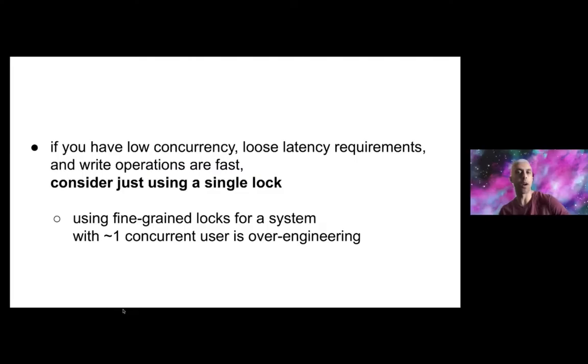And so there's a bunch of options here. And in terms of weighing the options, I think that if you aren't going to have a lot of concurrency, and if your latency requirements are fairly loose, like you don't need single or double-digit millisecond latency, and your write operations are relatively fast, meaning they're not going to hold onto the lock for seconds at a time, I think it's fine just to have a single activity lock. I know that earlier I said make your lock as fine-grained as possible, but that's assuming that that's one of your performance requirements. I think that having fine-grained locks in a system that only has like 1 or maybe 5 concurrent users is over-engineering and isn't necessary.